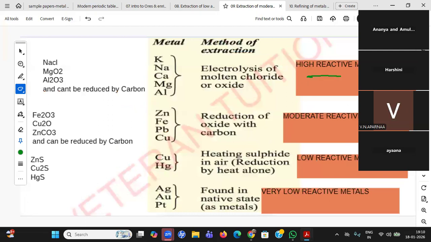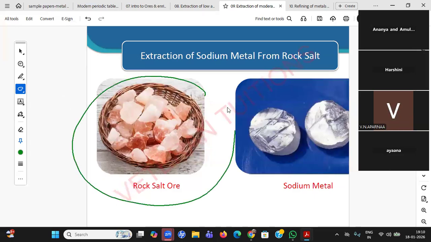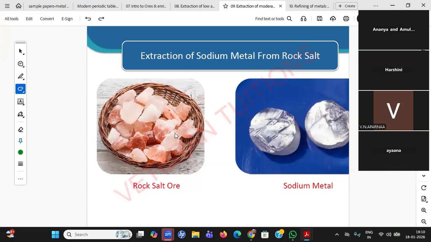So let us start with the electrolyte for highly reactive metals. Let us start with NaCl straight. This is the rock salt, what we generally find in the market. We are directly consuming it nowadays. Now from here we need to go for the sodium metal. We have seen the physical properties of sodium: it is a soft material, easy to cut. Anyhow, we need to make it from here to here.